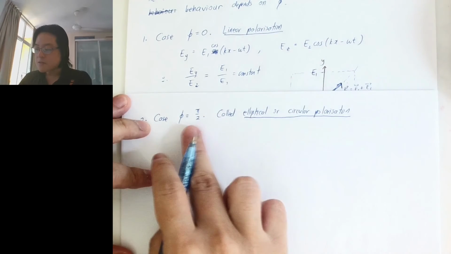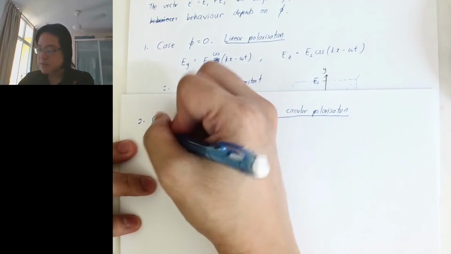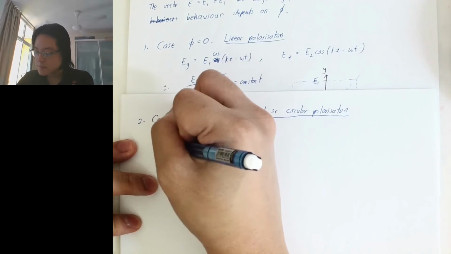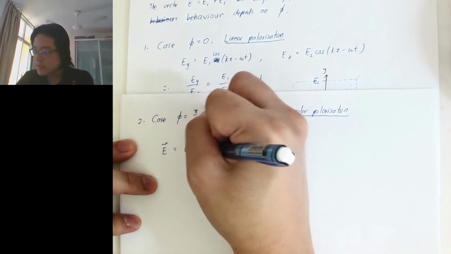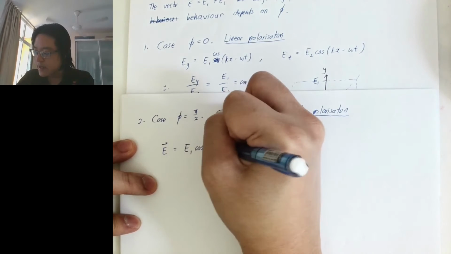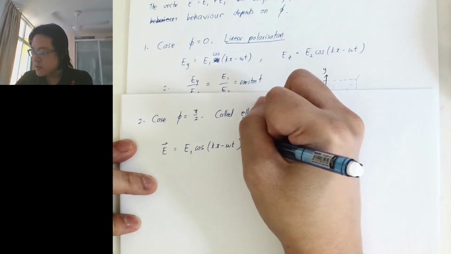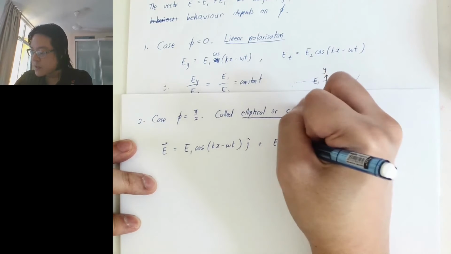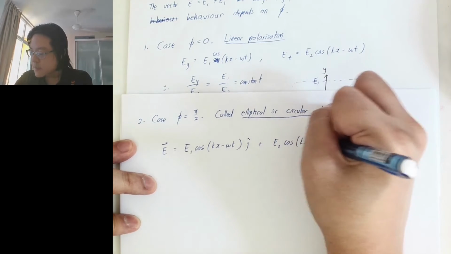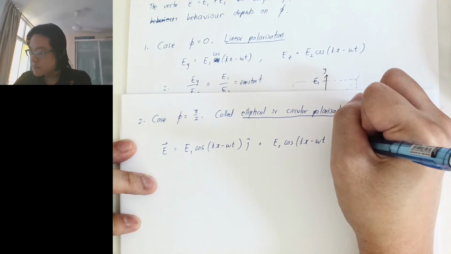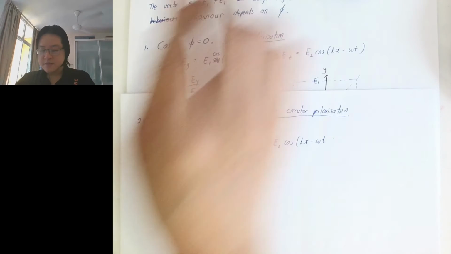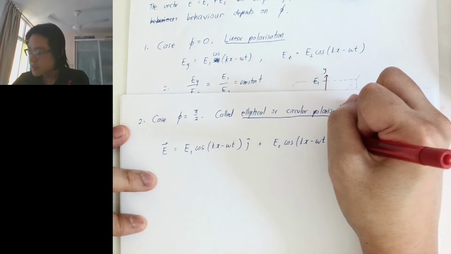So the phase difference is pi over 2. That means E1 is E1 cos kx minus omega t, in the j direction, and then the other one is E2 cos kx minus omega t plus pi over 2, right? So plus the pi over 2 here.